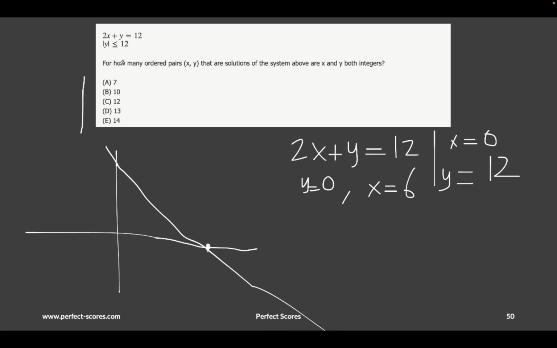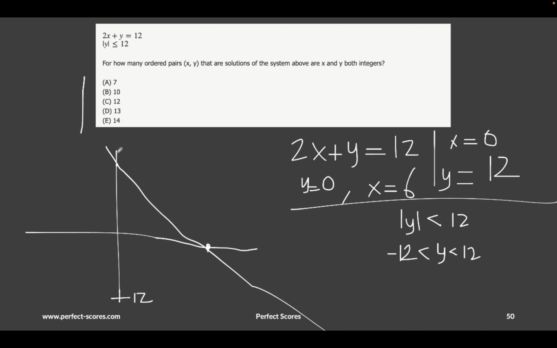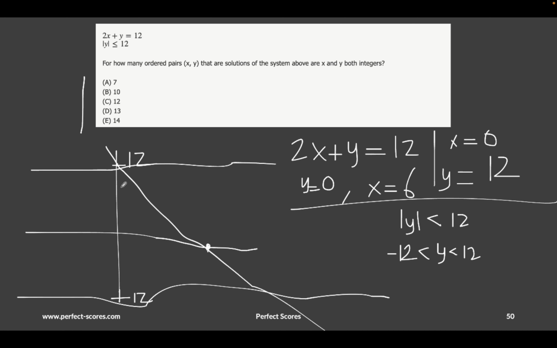And the next one is that absolute of y is less than 12. So absolute of y is less than 12. You can actually break it down as y is less than 12, but greater than negative 12. So that would be all the way from negative 12 to 12. So 12 goes here. So that means all of this area falls here. So now the question is asking how many ordered pairs of this solution where x and y are both integers. So basically, how many points on this line all the way from here till here are integers?